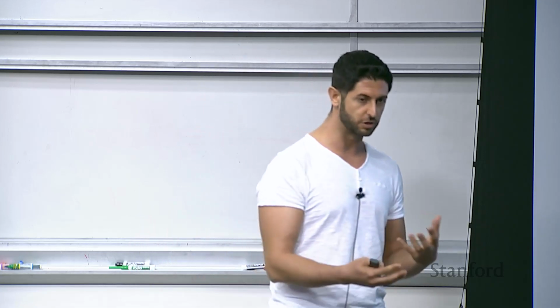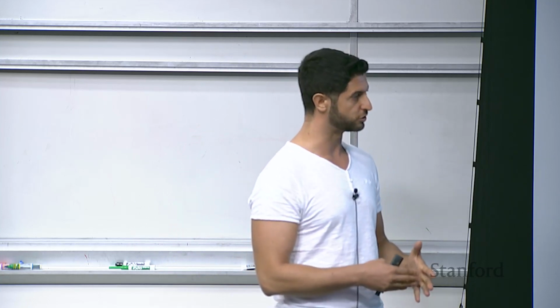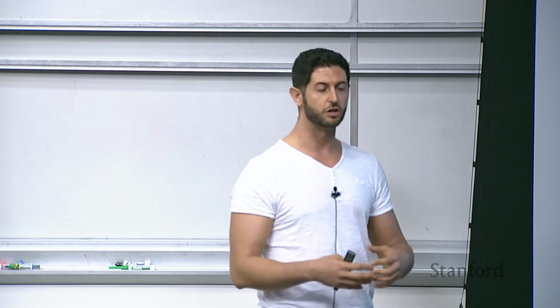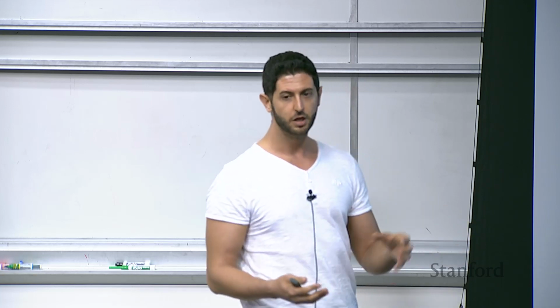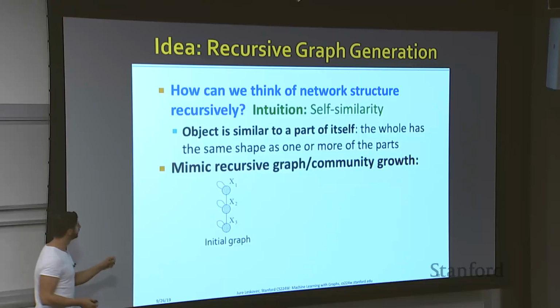Similar culture, similar ways to establish friendships. Therefore, you can expect in a very large graph to have some subgraphs that look pretty much the same. And this is the intuition behind the Kronecker graph.